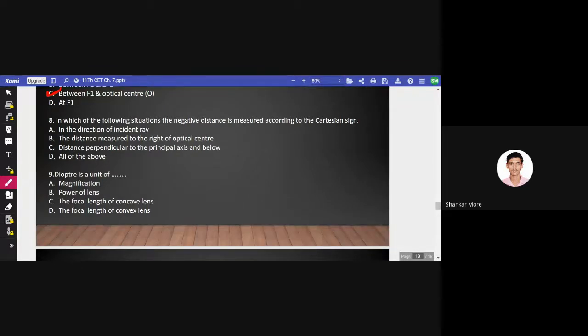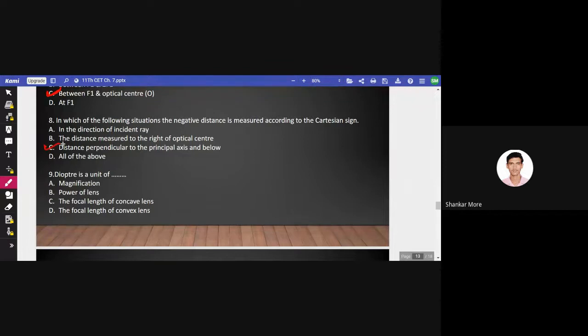Distances perpendicular to the principal axis and below. Distances measured to the right of the optical center, students, are positive. I hope you know that, isn't it? Distances measured in the direction of the incident ray being negative doesn't make any sense, isn't it? And the third one is distances perpendicular to the principal axis and below. Those below the principal axis, these distances are negative. So what did they ask? Negative distances. So option C is correct.